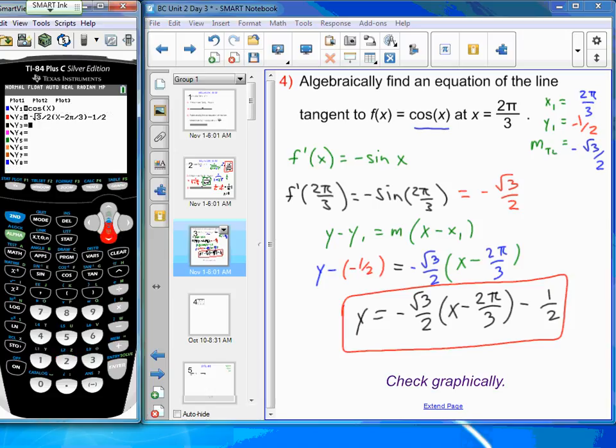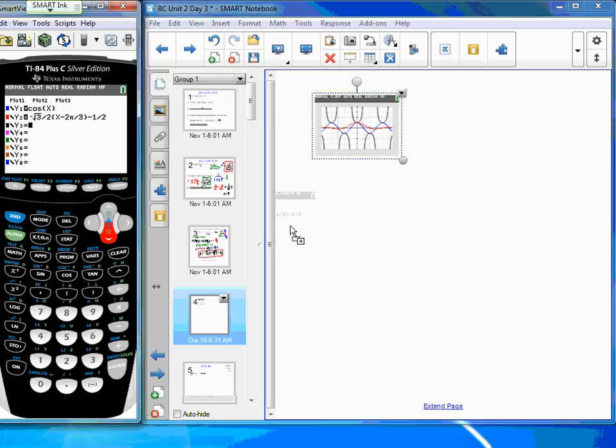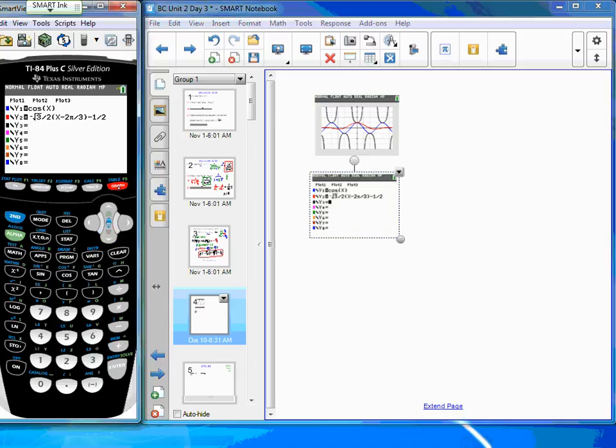But if I zoom trig, and we're looking at 2 pi over 3, where should that be? Around there? Oh, look at that. Well, that's pretty good, yes, but I can't really tell from here.